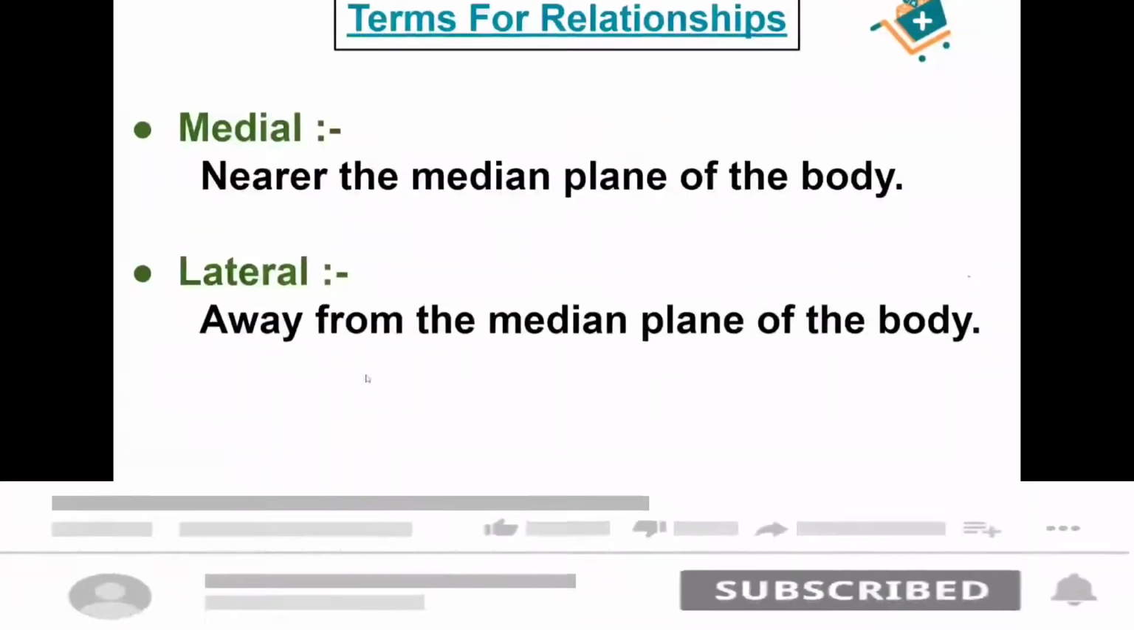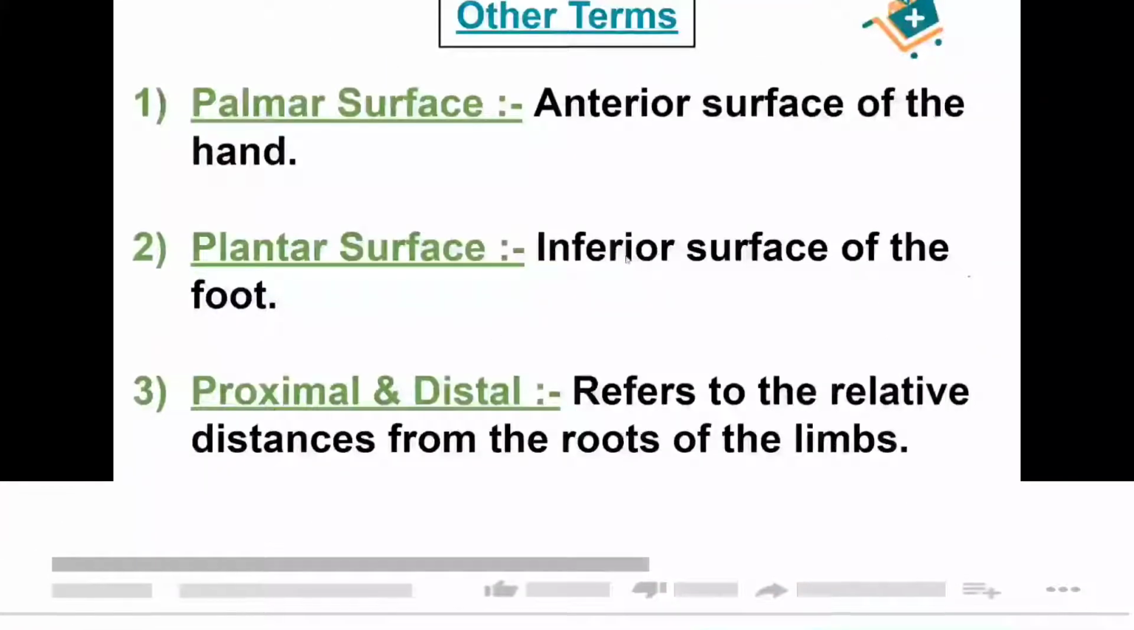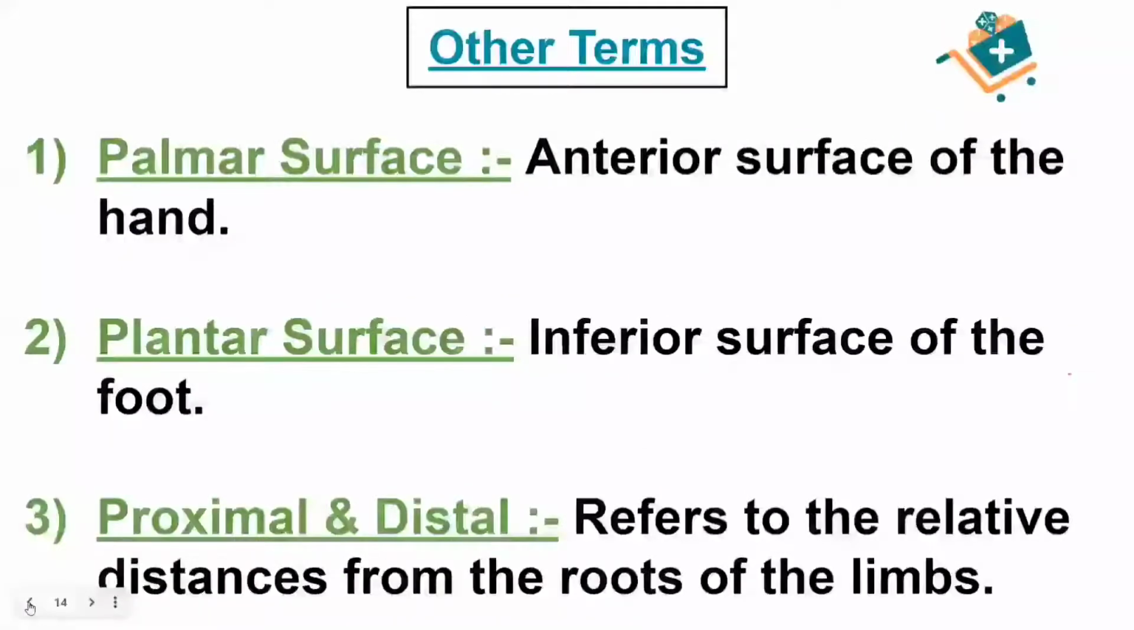So now that we have learned about superior, inferior, anterior, posterior, and medial, lateral, now we will learn some other terms. The palmar surface is the anterior surface of the hand. The plantar surface is the inferior surface of the foot. Proximal and distal: when we are comparing two points on the limbs, the one that is closer is proximal, and the one that is further away is distal.